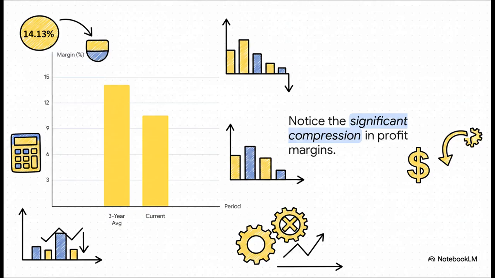And actually, we see this completely corroborated by the return on invested capital, or ROIC, which has plummeted to 8.94%. That's down over 55% from its 3-year average. This margin squeeze is the absolutely crucial context for our entire valuation.